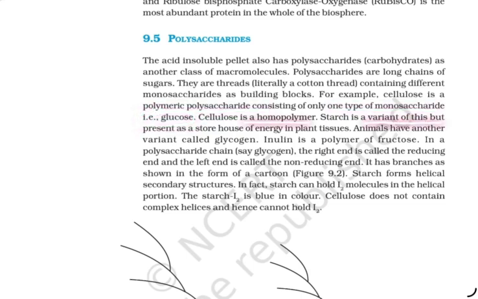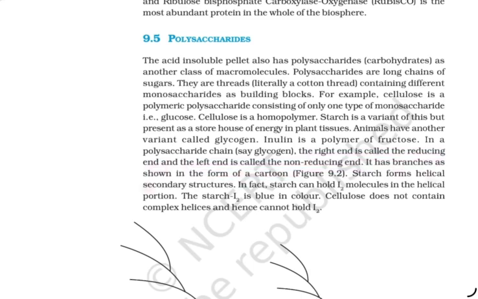Starch is a variant of this, present as a storehouse of energy in plant tissues. Animals have another variant called glycogen. Inulin is a polymer of fructose. In a polysaccharide chain, such as glycogen, the right end is called the reducing end and the left end is called the non-reducing end. It has branches, as shown in the cartoon.